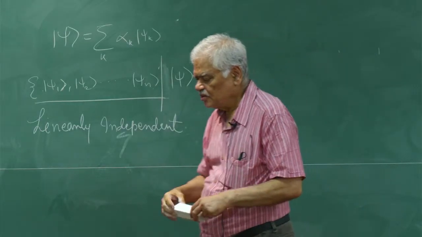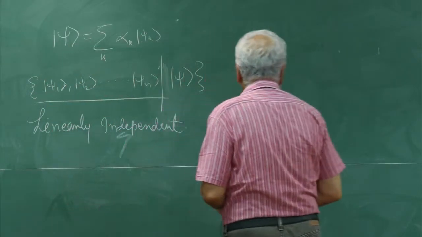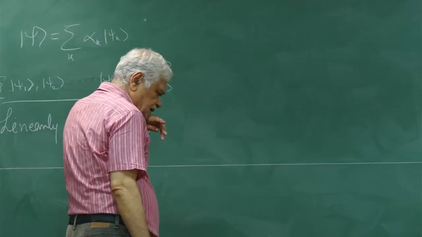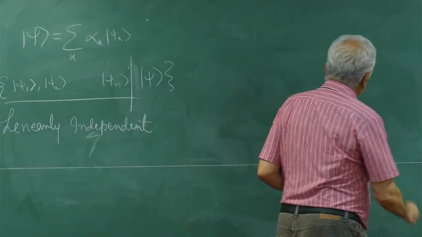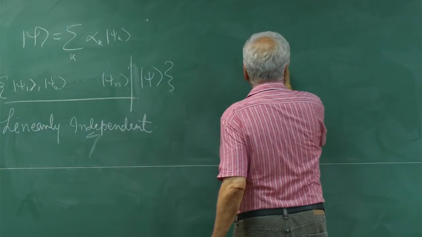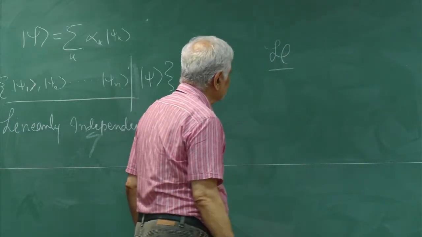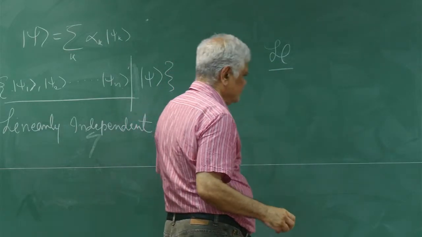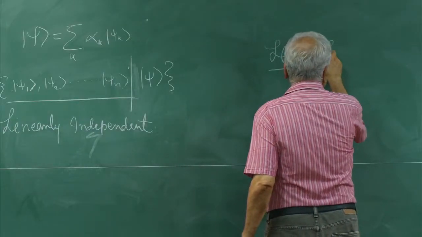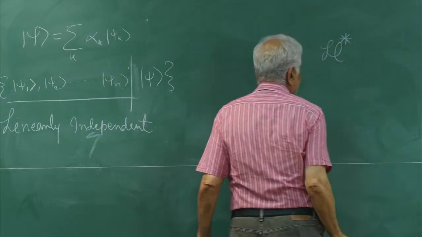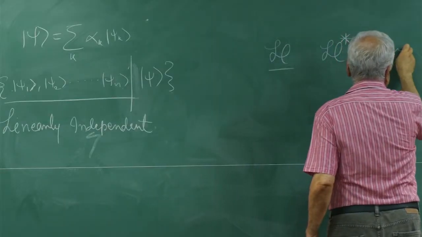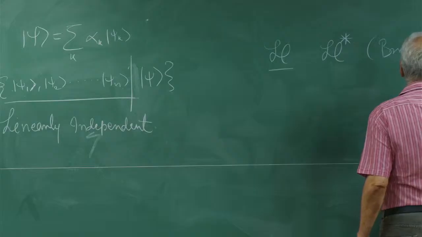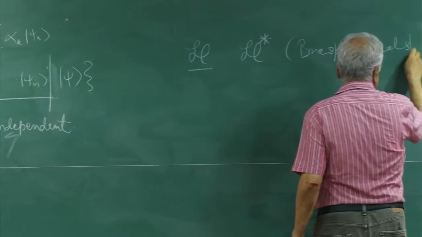So let's go over to scalar products. Let me justify this notation. Let me call my state space, the space of all possible states of a quantum system, H. Then I can associate another space called H star, which I will call the bra space, or actually mathematicians call it the dual space.